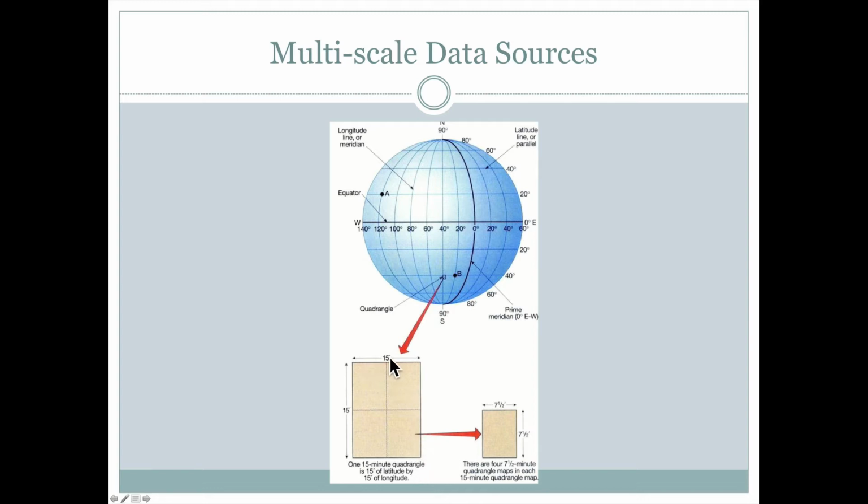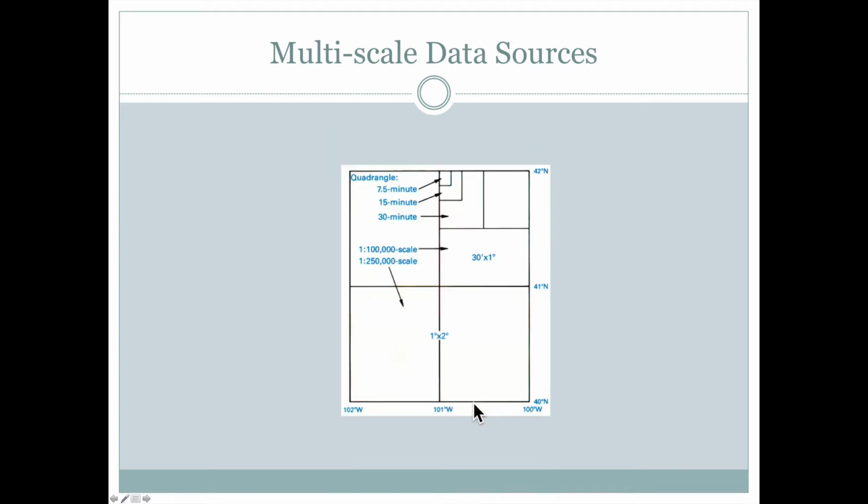So this 15 by 15 minute quadrangle could then be divided into 4 7.5 minute by 7.5 minute quadrangles if we wanted to do that. And that's the way that the USGS set up their grid in order to map the United States. So we have these different quadrangles here. Once again, here we're going from 41 degrees north to 42 degrees north, from 100 degrees west to 101 degrees west, and we can divide it into all of these different sizes.